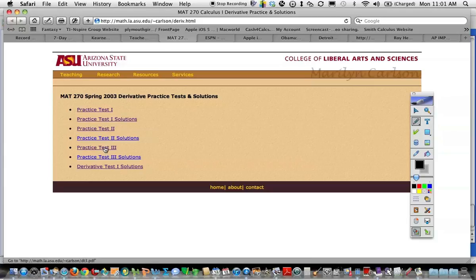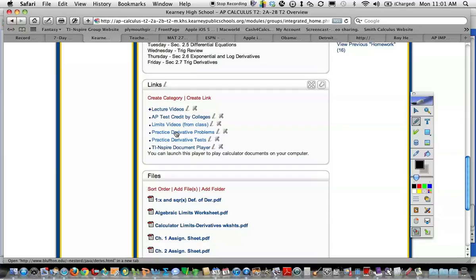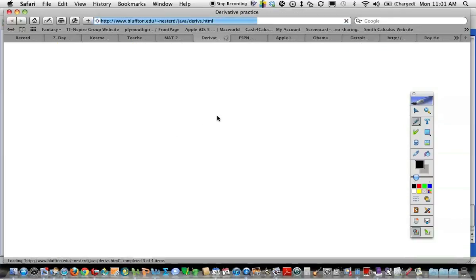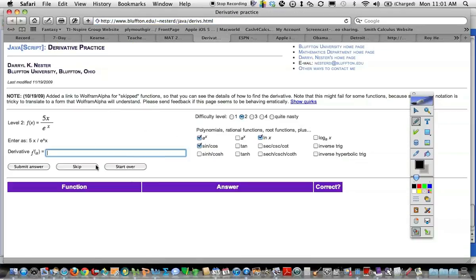Either test 2 or test 3 has some implicit differentiation ones on. That's about the only other place to get implicit differentiation practice unless you just make up some of your own. I think there's some inverse trig on there as well. But the other link says practice derivative problems. This is where you can have it crank out some of your own. So let's go ahead and click on inverse trig and see what it'll give us. Let's go to difficulty 3.